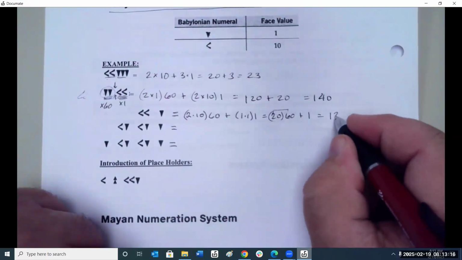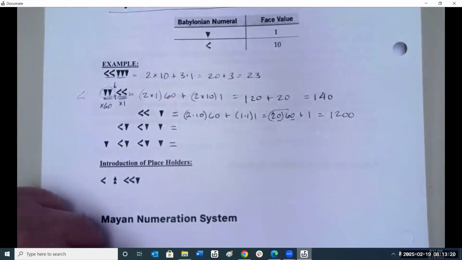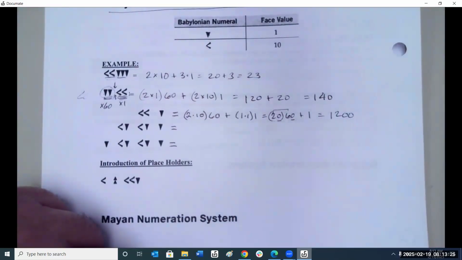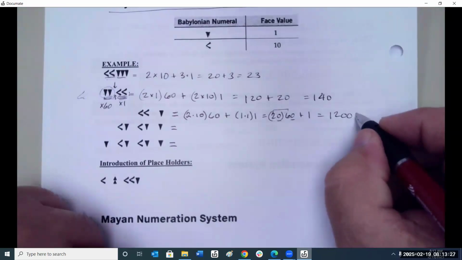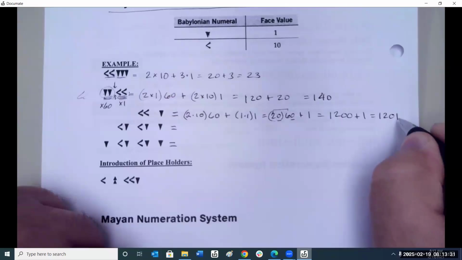Whenever you have numbers that end in 0, multiply the numbers. 6 times 2 is 12, and just put the number of zeros behind it. So 6 times 2 is 12 with 2 zeros behind it. And then you add the 1. So it's 1,201.